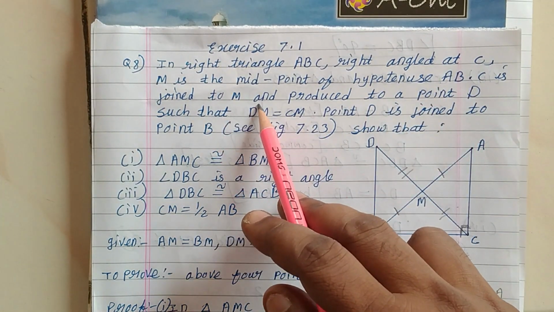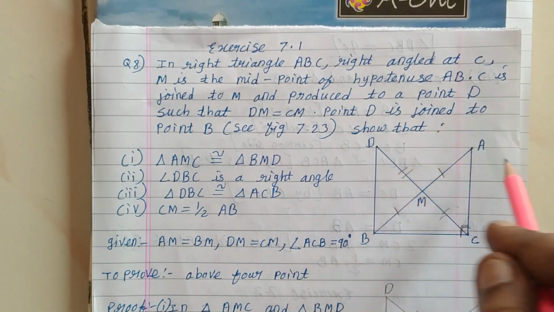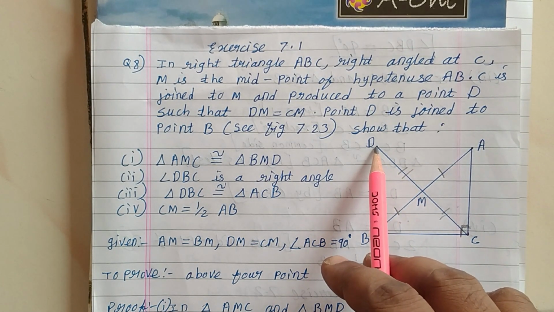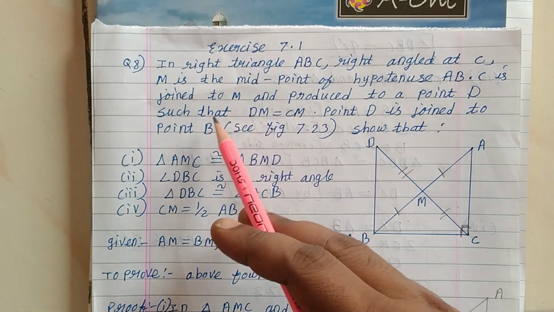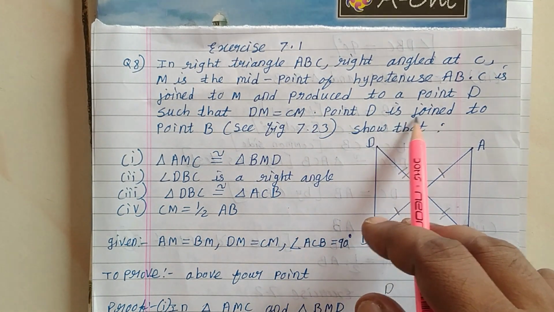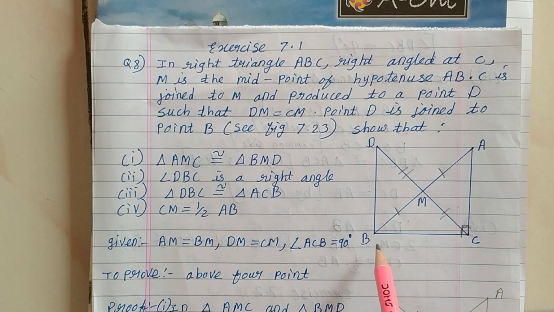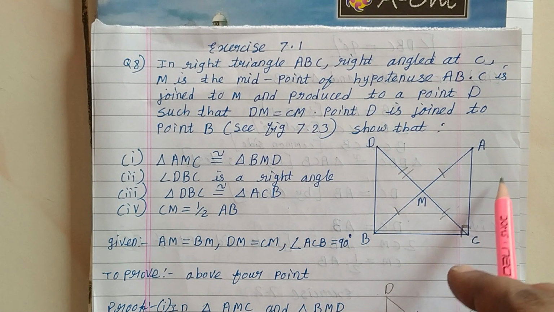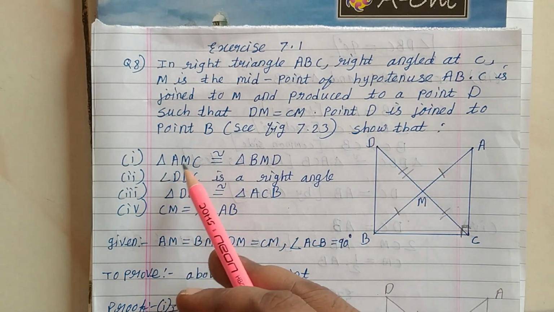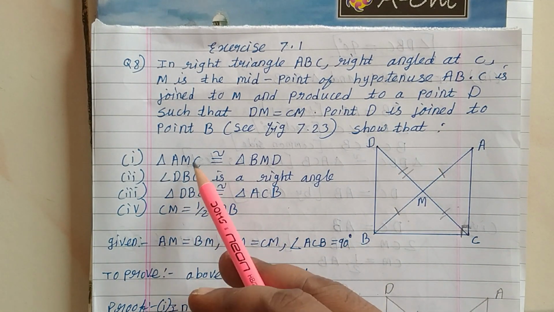And then C is joined to M and produced to point D. Produce means extended, such that DM and CM are equal. Point D is joined to B. We have to show four parts.